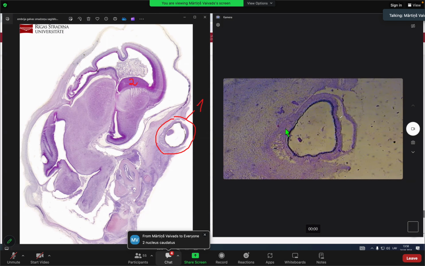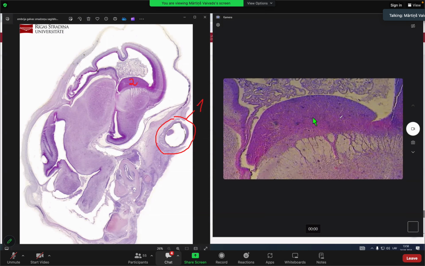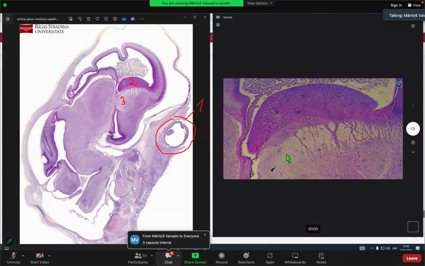If we move in the microscope, nucleus caudatus will be visible here. It stands out quite well. There's nucleus caudatus, that's number 2. Below nucleus caudatus, you see a very light area. This light area, number 3, is called capsula interna. That's the light area below nucleus caudatus.